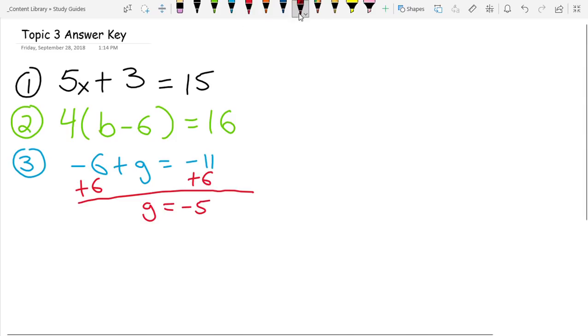If you want to check your work on Tuesday, you would take this negative 5 and plug it in for g to see if it works. So is negative 6 plus a negative 5 equal a negative 11? Yes. So since negative 5 works in the problem, we know that we have the correct answer.